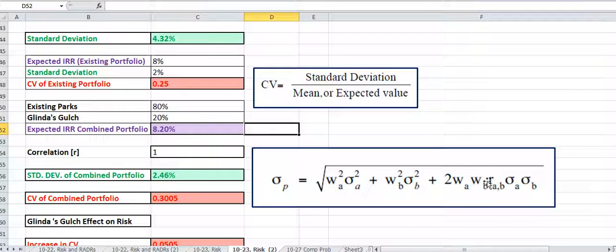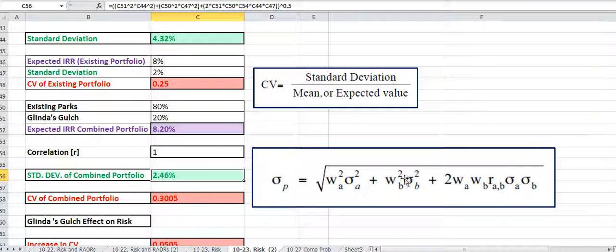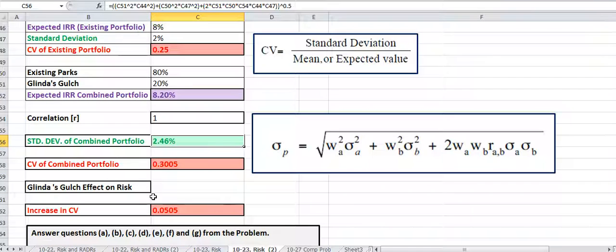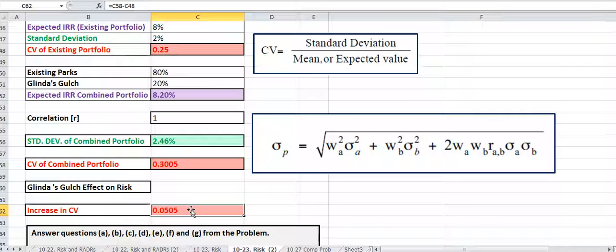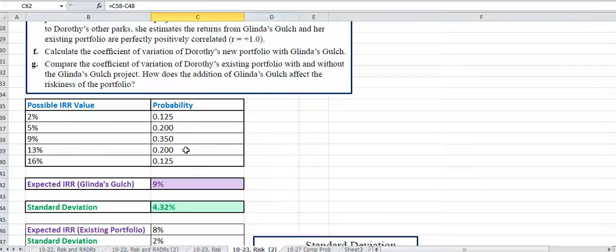You see R right there, and that's going to give us our standard deviation of the combined portfolio, because I've got this long formula right here in Excel form right up here. You can see it. It's going to give us a standard deviation, and then a coefficient of variation of the combined portfolio of 0.3005, and then this box right here, it's already done for us. This gives us the difference between the two coefficients of variation is positive, which means, so it's asking here.